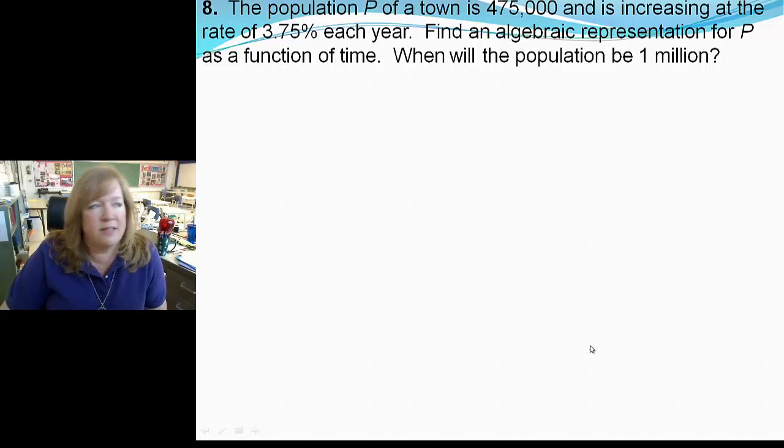Let's apply these to some word problems. The population P of a town of 475,000 is increasing at a rate of 3.75% each year. Find an algebraic representation for P as a function of time. When will the population be 1 million? This is the kind of thing people want to know. Do we need to build new hospitals? Do we need to build new roads? This is how we figure it out.